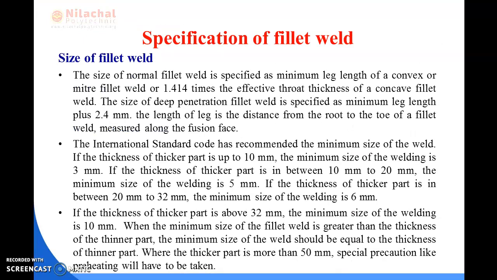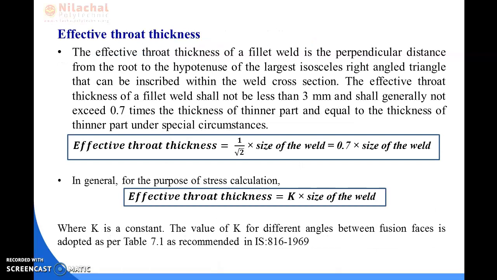As with the butt weld, in case of fillet weld also there are some specifications according to the code, which are the size of the fillet weld and the effective throat thickness. You have to determine the effective throat thickness by the formula 1 by root 2 into size of the weld. That means 1 by root 2, which is 0.7, into the size of the weld. The size of the weld also we have to take from the code book, which differs according to the design.